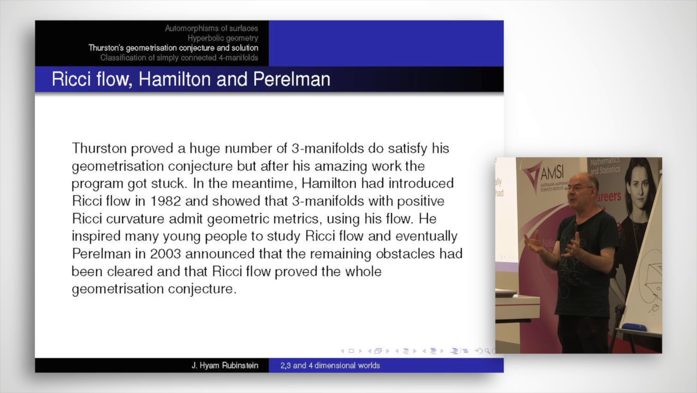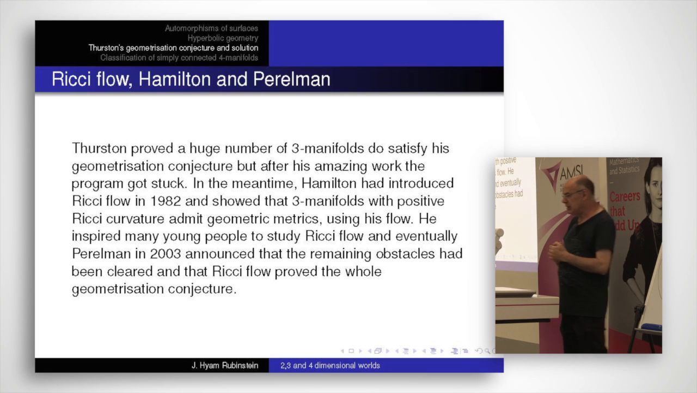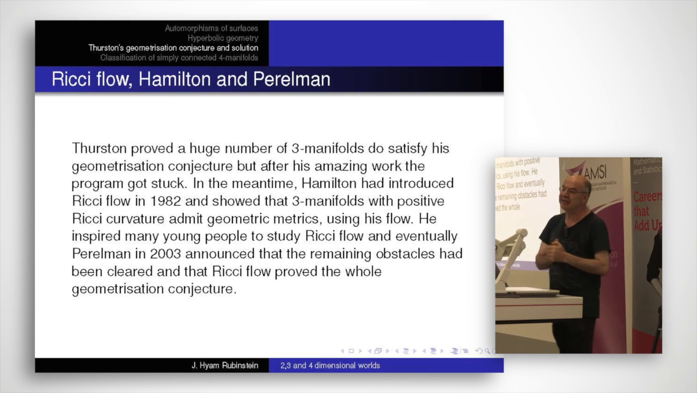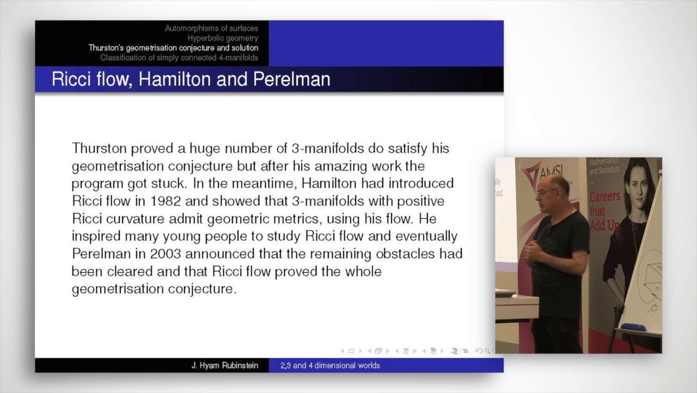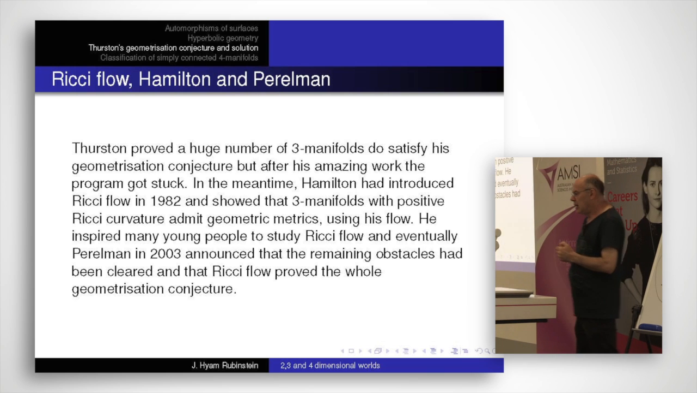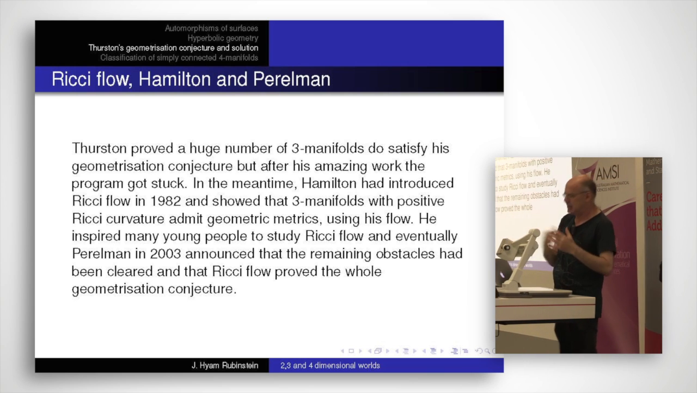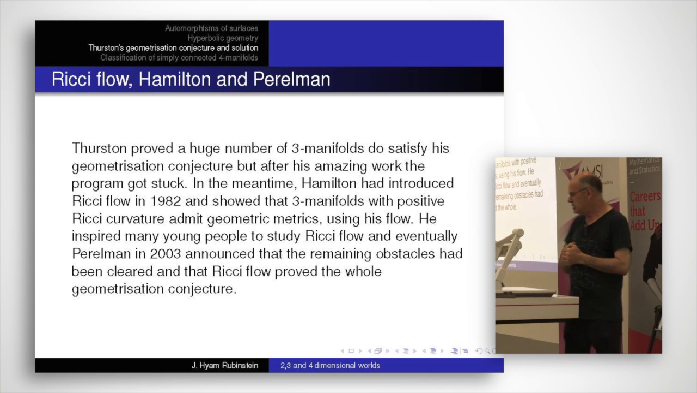So you start with a metric, you improve it by using a heat equation, an amazing thing. And already in 1982, Hamilton had proved that a class of three-manifolds were geometric using his heat flow. And then eventually, this brilliant Russian, Perelman, showed that Ricci flow completes Thurston's program, so we now know that all three-manifolds are geometric.